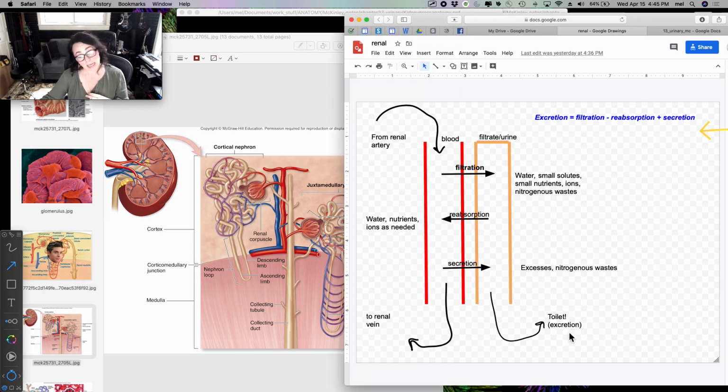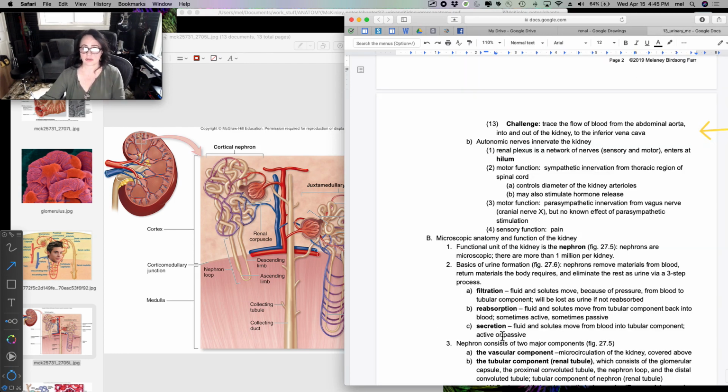And it can go on any location where you have blood tubes and P tubes next to one another. Okay, so, and I'll link this ugly picture in your notes. Okay, so filtration, reabsorption, and secretion. These are the basics of urine formation. It's a 3-step process for you to get your blood cleaned.